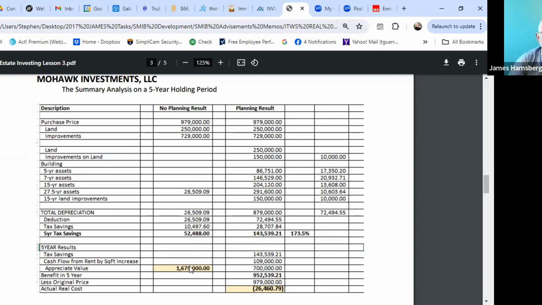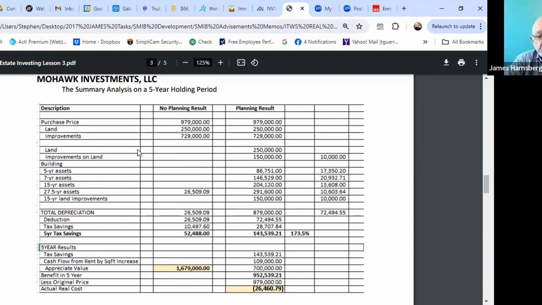You'd have an appreciated value today of $1,679,000. You would have basically no cash flow from rent by square foot increase because that wasn't done as part of the plan. Your appreciated value would leave you about $700,000 in equity, but that would be diluted because you wouldn't get the same cap rate because you haven't done the other factors that we'll discuss in this example. And so at the end of the day, and I'll show you the comparative difference on those two, it makes a big difference.